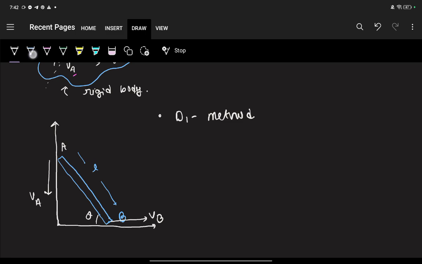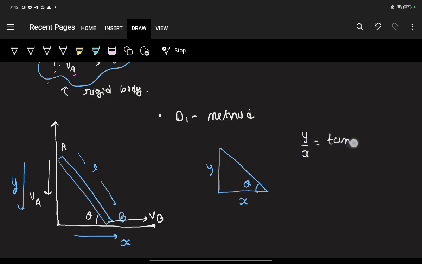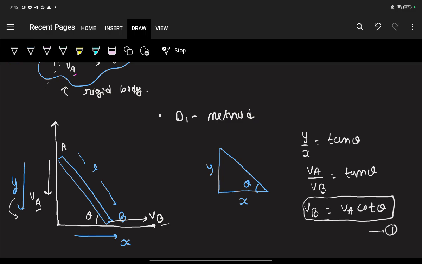Let's say this end displaces x in x direction, and this end displaces y in y direction. So we can make this triangle with x and y. This is theta, so y by x is tan theta, yes or no? The differentiation of y is basically VA. So VA by VB is basically our tan theta. Or you can say VB is equal to VA cot theta, yes or no? So this is the final result and this is the answer. This is the relation between the velocity of point A and point B, right? This is according to the D1 method.